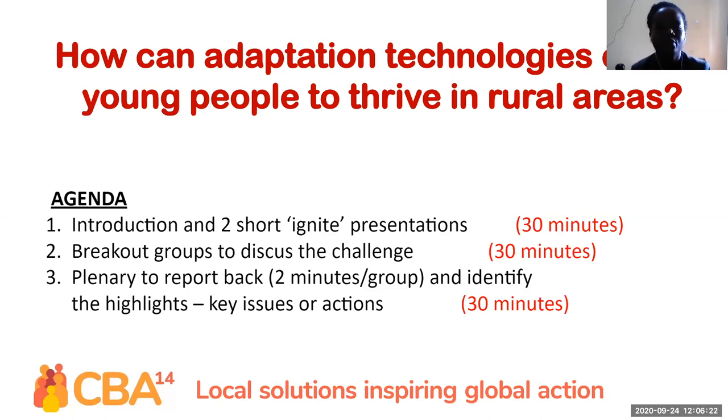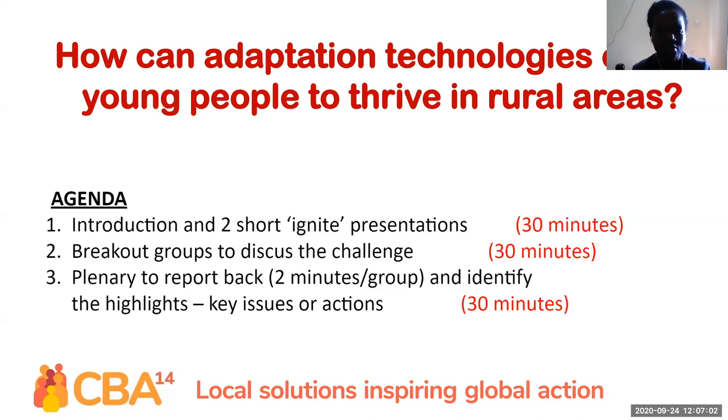So the proposal for this session is looking at how adaptation technologies can enable young people to thrive in rural areas. And this is particularly relevant now as many overseas or urban migrants have returned to their rural homes because of COVID-19. And the main challenge is that the youth view agriculture as a failure, and yet they are returning to the rural areas where agriculture is majorly being done. And they consider agriculture as a last resort.